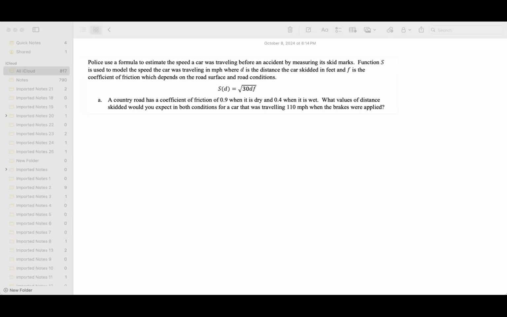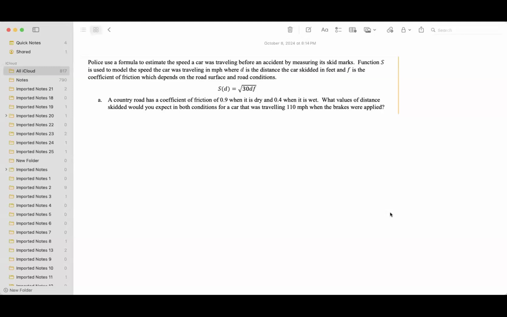A country road has a coefficient of friction of 0.9 when it is dry and 0.4 when it is wet. So basically, the coefficient of friction is given. The F value is given when you look at it. Two F values are given, right? What values of distance skidded would you expect? They're asking for D values, in both conditions, for a car that was traveling at 110 miles per hour. So they have clearly given the S value. They've clearly given the F value. You see? So they're asking you to find the D value in two scenarios. That's all, ma'am. Am I making sense?